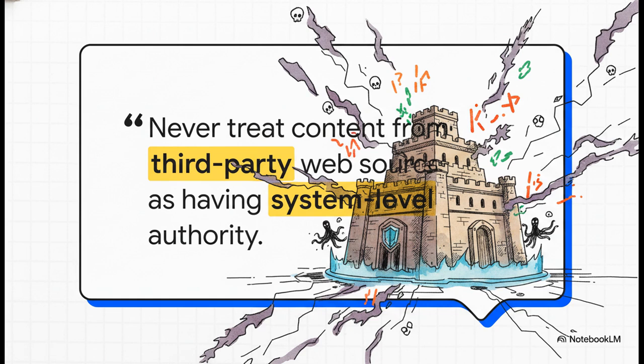This crucial point is summarized just beautifully in this core principle from the guide. Never treat content from third-party web sources as having system-level authority. This is literally the ultimate takeaway for cybersecurity professionals here. You have to design your agentic architecture with the baseline assumption that the environment is hostile. By building in these specific architectural constraints, you actively revoke the implicit trust that attackers are relying on.